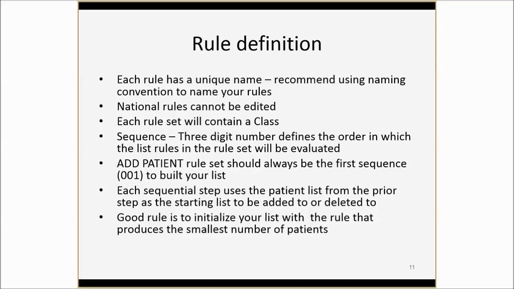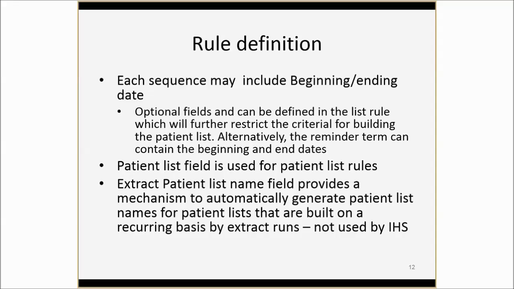Sequence, their 3-digit numbers, define the order in which the list rules in the rule set will be evaluated. Add patient rule set should always be the first sequence to build your list. Each sequential step uses the patient list from the prior step as the starting list to be added or deleted to. The goal is to initiate your list with the rule that produces the smallest number of patients.